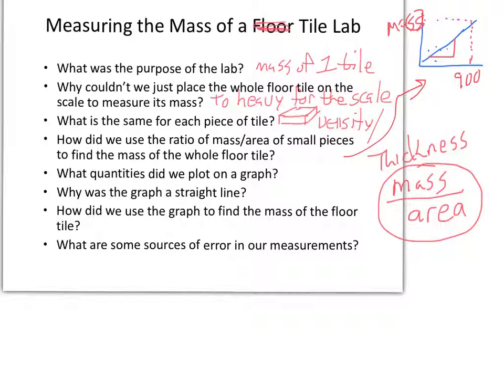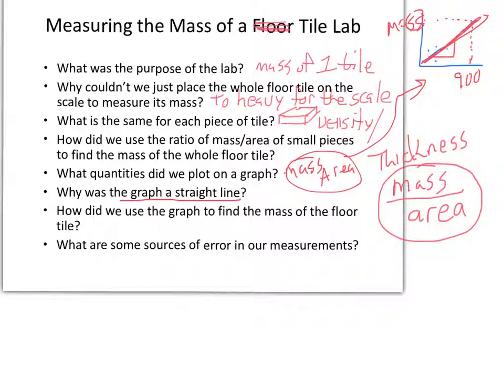The next question says, what quantities did we plot? Well, we plotted the mass of each piece, and we plotted the area of each piece. This question says, why was the graph a straight line? Well, it was a straight line because we made it so. We understood that the ratio of mass per unit area was probably linear because the piece was uniformly thick, or had the same thickness throughout, and we presumed it had the same density throughout. That being the case, if we double the size of the tile, we double its mass. If we triple the size of the tile, we triple its mass, and so on. That means that the relationship is linear.